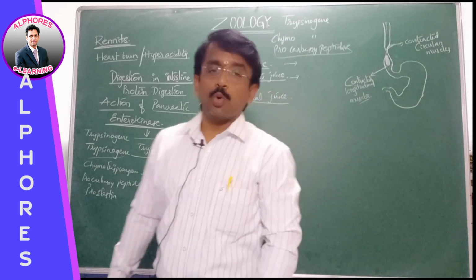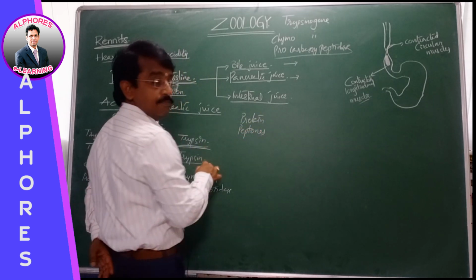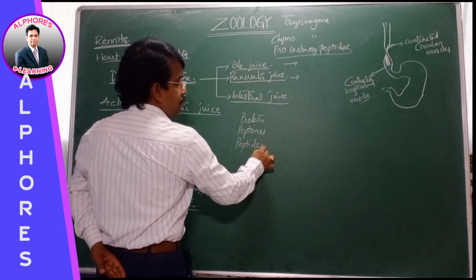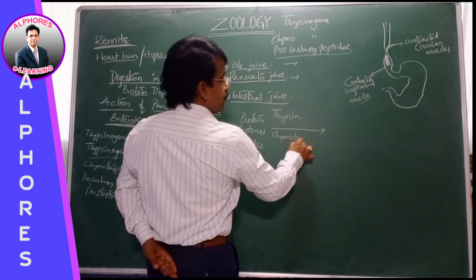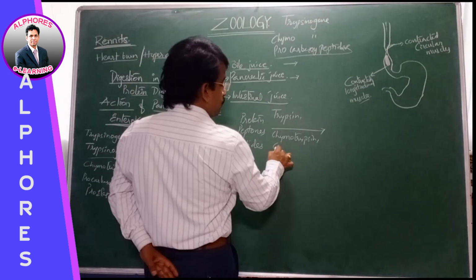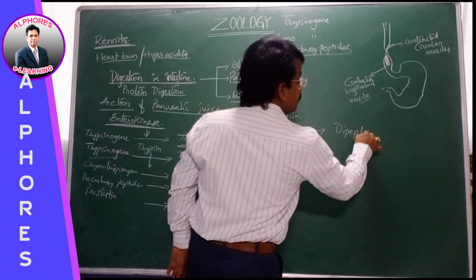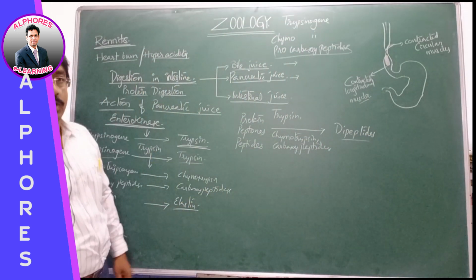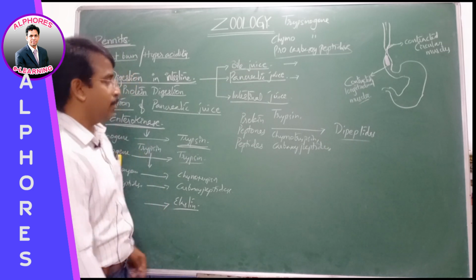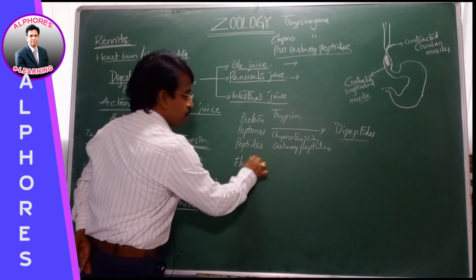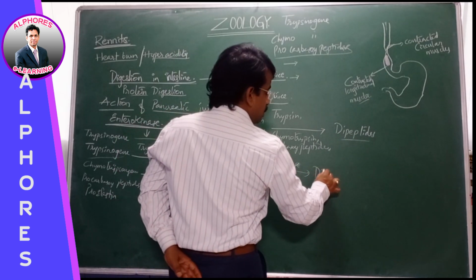That is, the proteins, peptones, and peptides, upon which the trypsin, chymotrypsin, and the carboxypeptidase act and convert them into dipeptides. This witnesses how the protein digestion takes place. Next, the elastin, upon which the elastase enzyme acts and converts it into dipeptides.